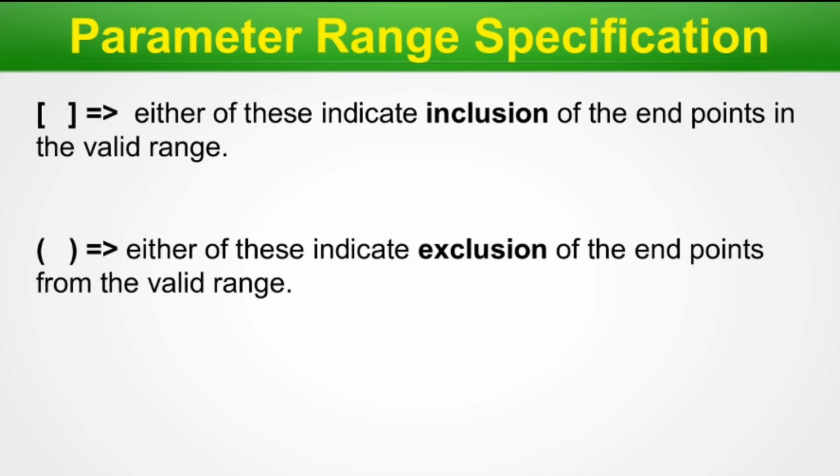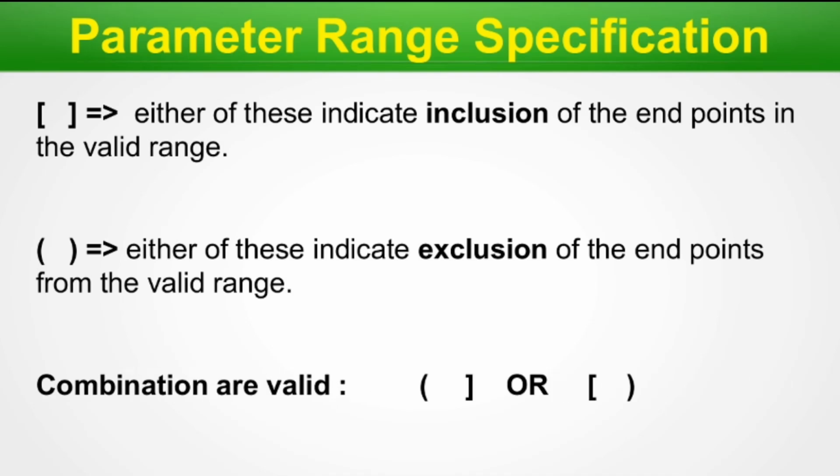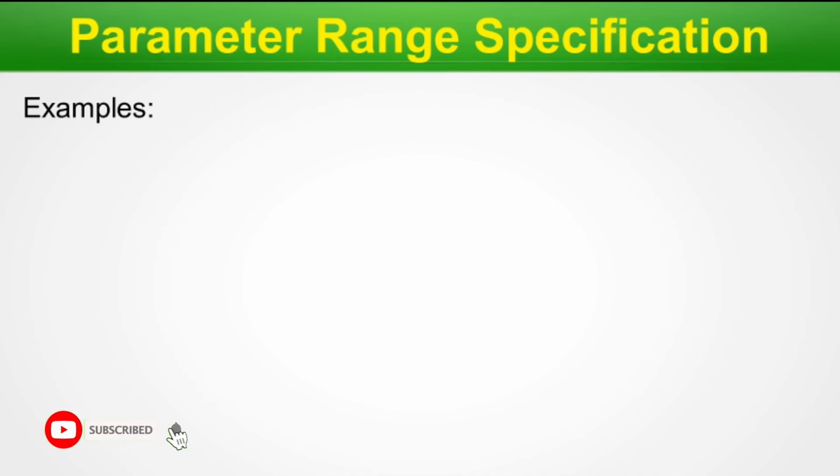In this case, if we are using this first bracket or braces, it means that either of these indicates exclusion of the endpoints from the valid range. So, if we define a range and put this at the lower limit as well as the upper limit, that means the end values are not included. Combinations are valid. So, we can combine, as we can see in the example. So, let's see the examples.